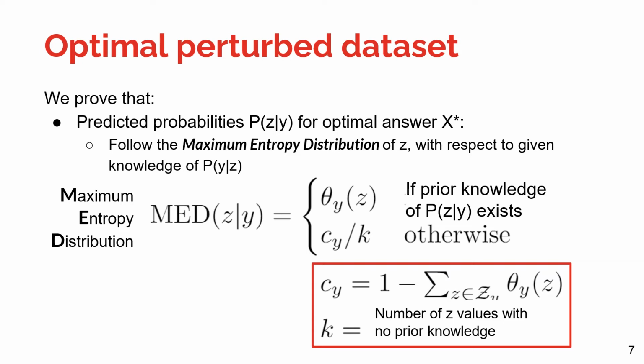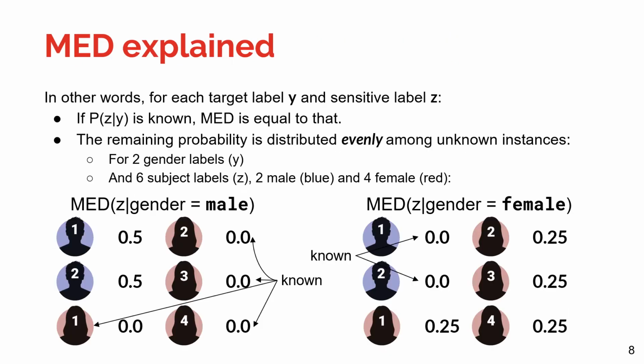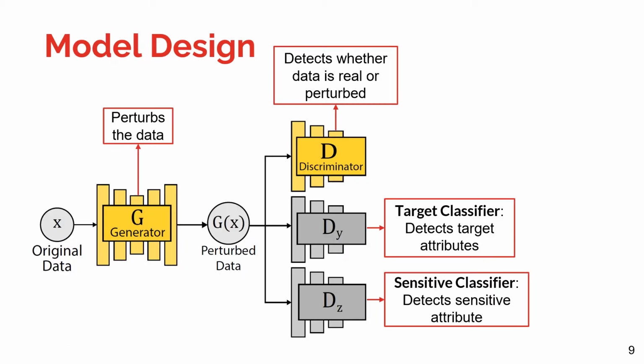So what MED does is that it basically assigns the same probability as the prior knowledge wherever it exists and distributes the rest of the probability uniformly across all the other possible cases. In other words, for each target label Y and sensitive label Z, if the probability of Z given Y is known, then MED is just equal to that. Then the remaining probability is distributed evenly among unknown instances. And below you can find an example of MED for 6 subjects when 2 of them are male and 4 of them are female. With that said, we're going to move on to the architecture of our model.